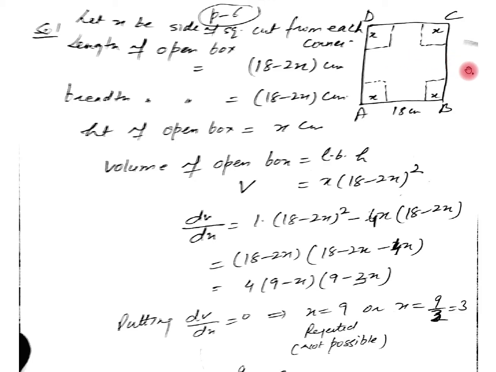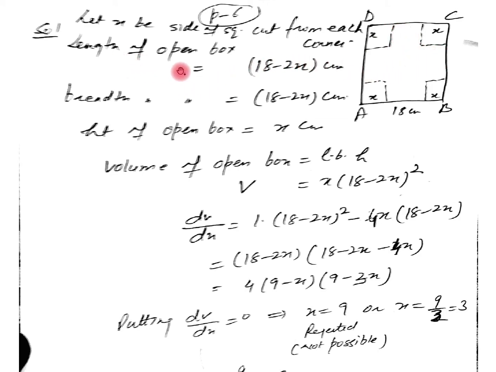Whenever you have to make the box, we always take first a rectangular or a square sheet and then we cut from each corner. Then we open these flaps, and then we can make the box. Now here let x be the side of the square cut from each corner of the square sheet. When we fold these flaps, it takes the form of the open box.